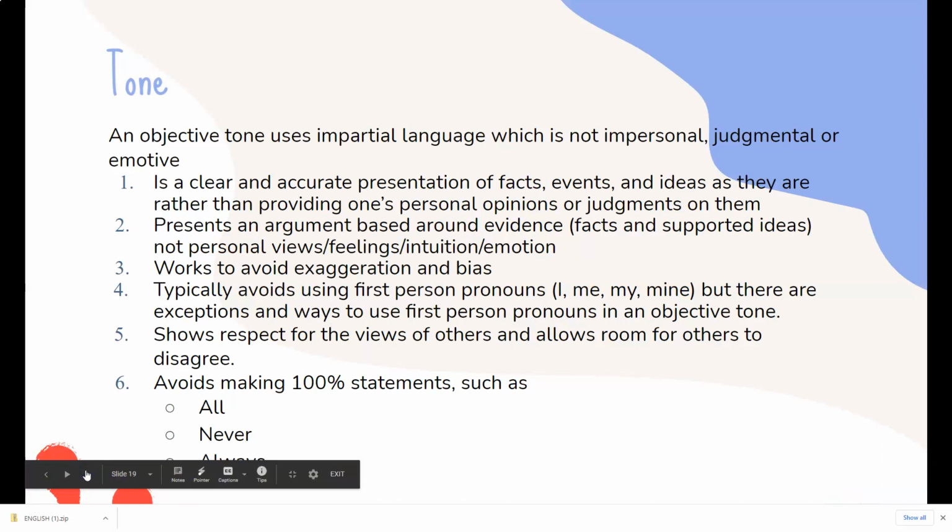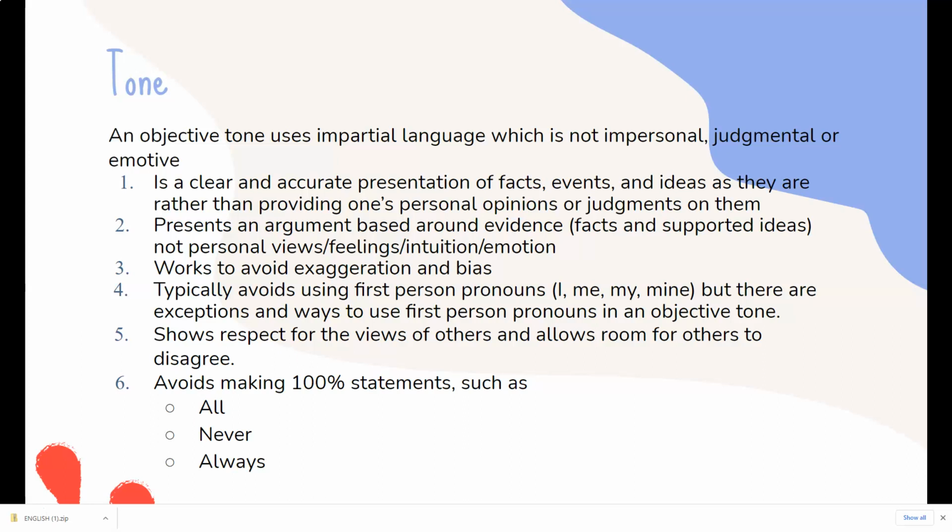A little bit more about an objective tone. An objective tone, again, uses impartial language, so it's not using anything that's personal or judgmental or emotive, which means to include your emotions about a topic. You want to use a clear and accurate presentation of facts, events, and ideas as they are, rather than providing your personal opinion or judgment about a topic.